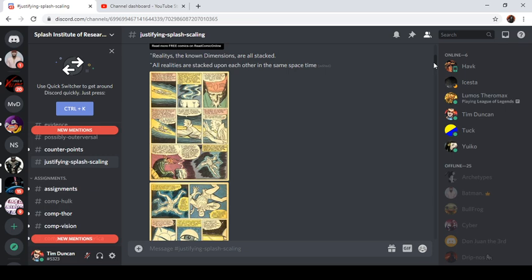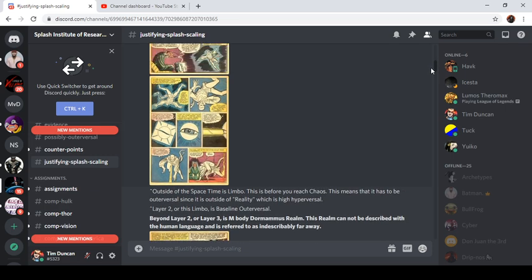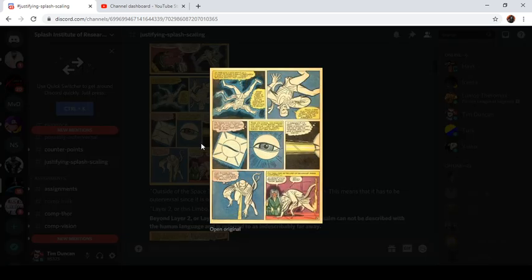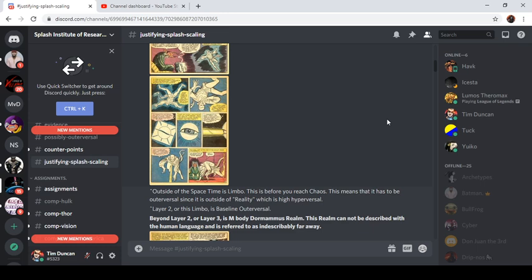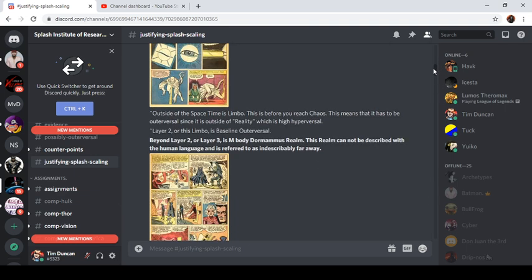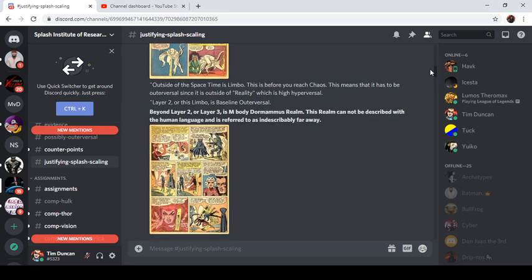Now, outside of the stacked realities is something they called, in Doctor Strange, chaos. Doctor Strange experienced this when he was traveling to another realm, and he fell outside of the Eye of Agamotto's beam, and because of that, he got lost in the chaos. Now, the chaos was described as being outside of all reality, which was all the dimensions stacked into one, which should be high hyper to maybe outer. It was also called limbo again later, so it could be a form of limbo as well, but it's either high hyper or baseline outer.